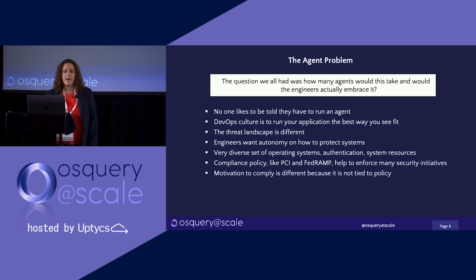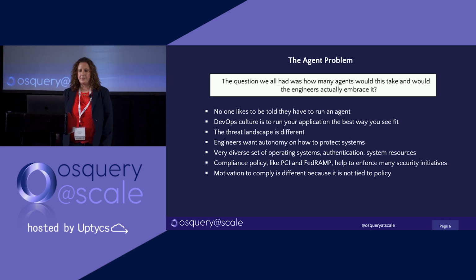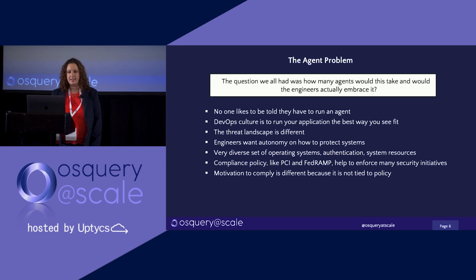And the other piece of it is that we have good efficacy where there's compliance requirements, right? So our PCI environments, FedRAMP, FISMA, that's the easy space for us. But in these other areas where people don't necessarily have to comply, how are we going to get them to do this?